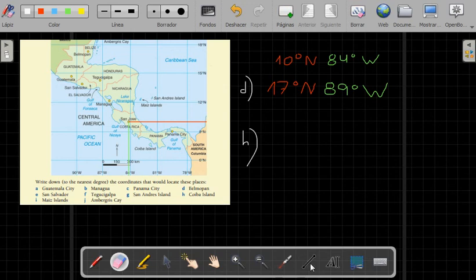Okay, now, once again, from Coiba Island, we're going to draw a line to the latitude reference. Dibujamos desde la isla Coiba una línea recta hasta la referencia a la latitud, and there we can see that we are between 6 and 9, possibly in 8. Let's say 8 degrees north. Estamos entonces a 8 grados latitud norte.